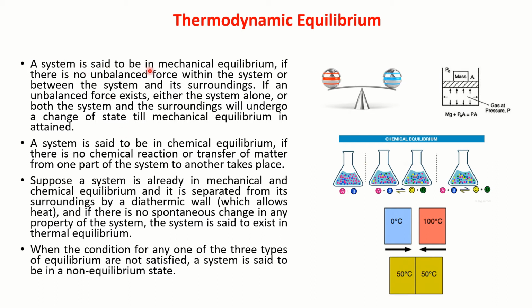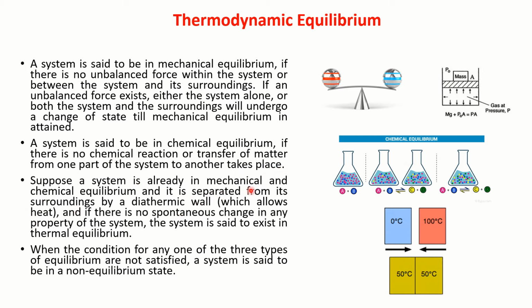So, a system is said to be in mechanical equilibrium if there is no unbalanced force within the system or between the system and its surroundings. If an unbalanced force exists, either the system alone or both the system and the surroundings will undergo a change of state till mechanical equilibrium is attained. A system is said to be in chemical equilibrium if there is no chemical reaction or transfer of matter from one part of the system to another part.